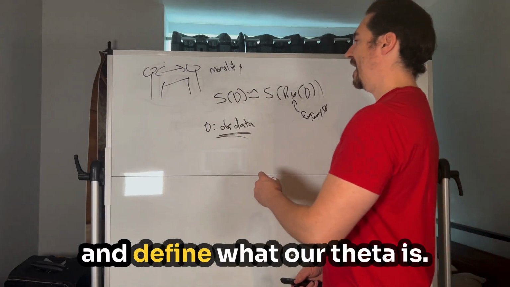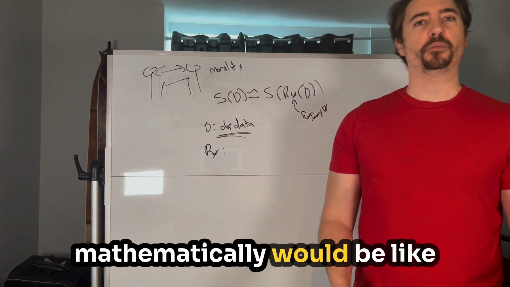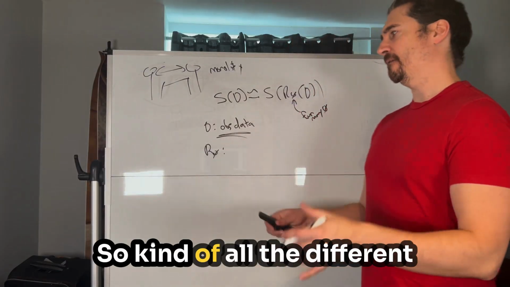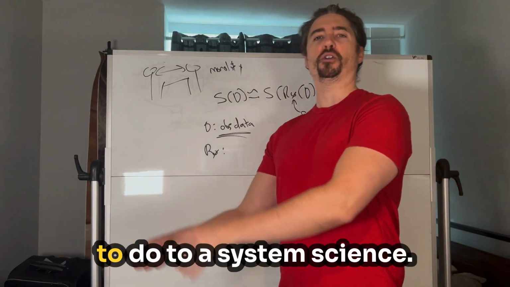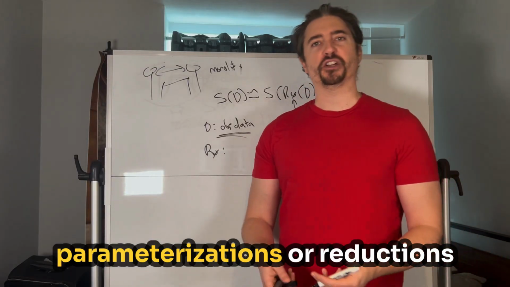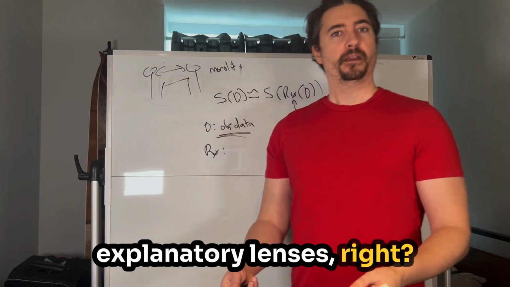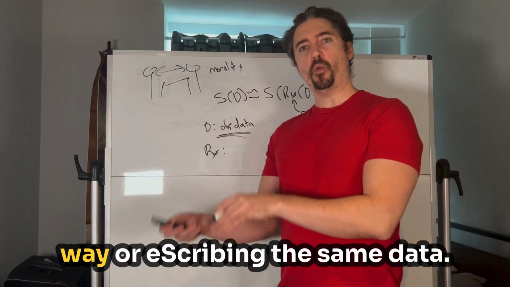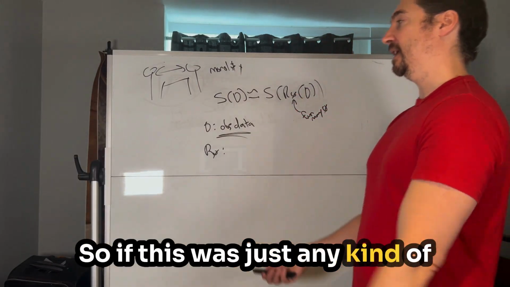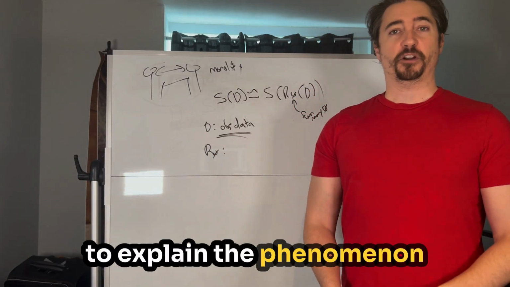Now we're going to go ahead and define what R theta is. And R theta, mathematically, would be a family of transformations indexed by theta. So all the different versions or changes you can apply to a system. In science, this might be things like reparameterizations or reductions or just, colloquially, explanatory lenses, right? It's different ways of explaining away or redescribing the same data. So if this was any kind of observation you were making in science, this might be all the different ways you try to explain the phenomena that you're actually looking at.